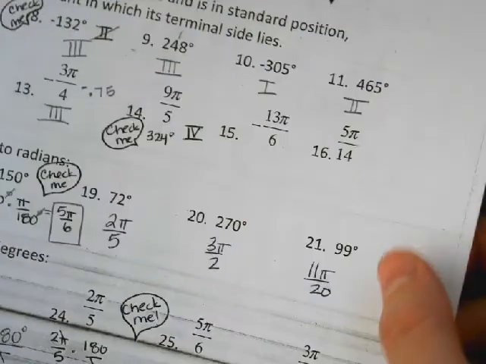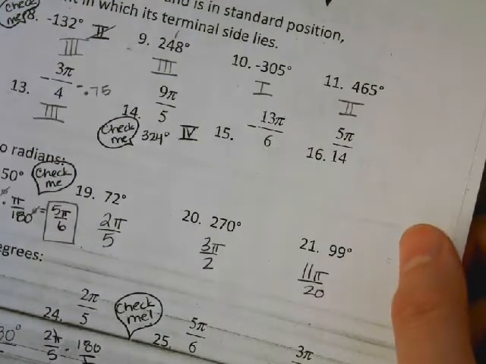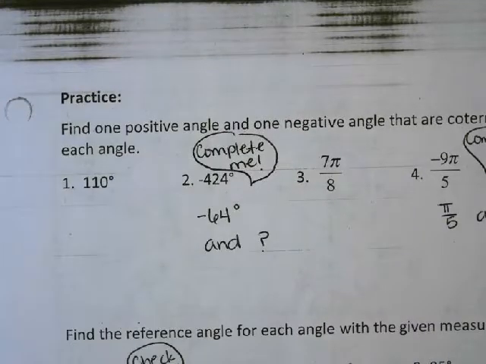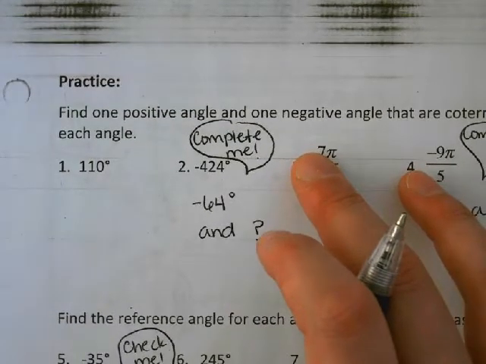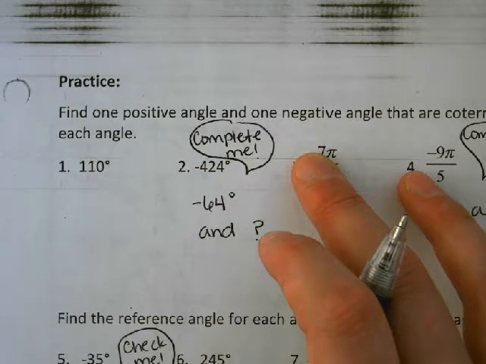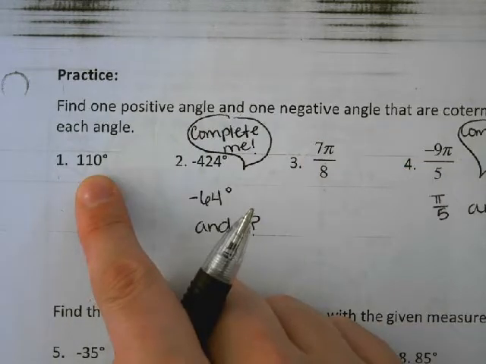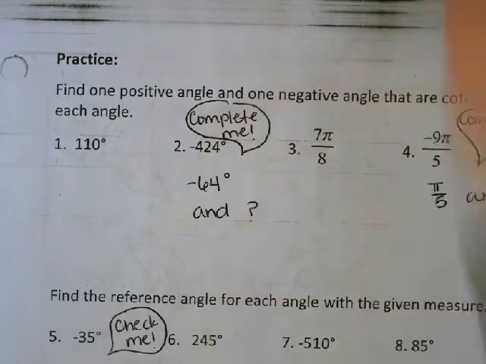All right, you guys. We got one last thing. Go ahead and flip the page. So we talked about coterminal angles, but we haven't done it yet. So if your problem is in degrees, how do you find a coterminal angle?